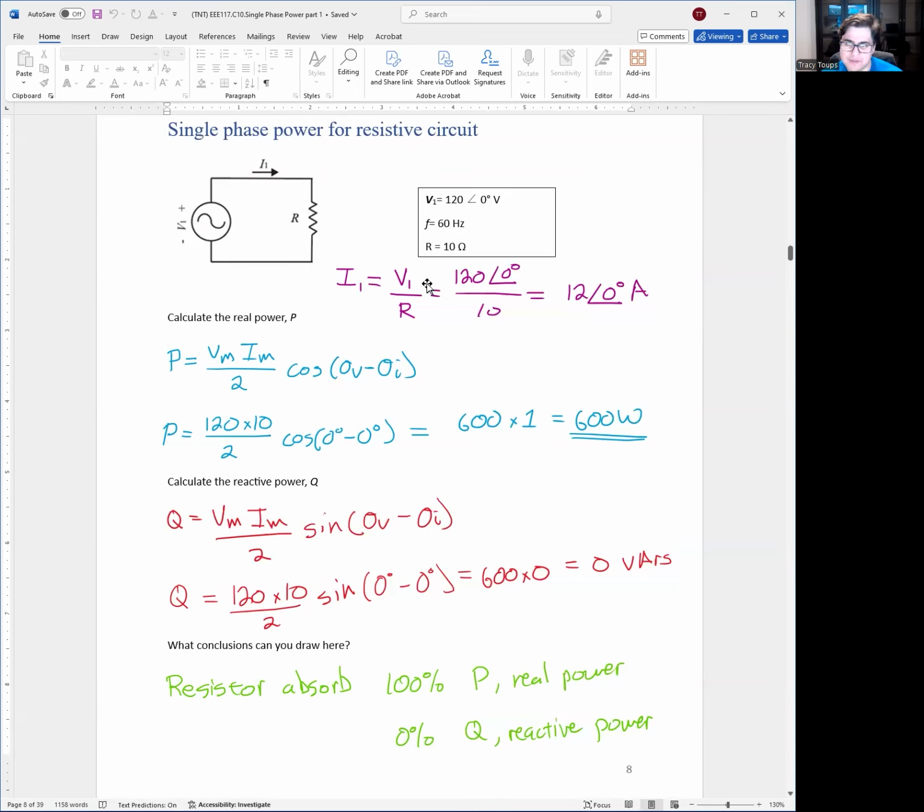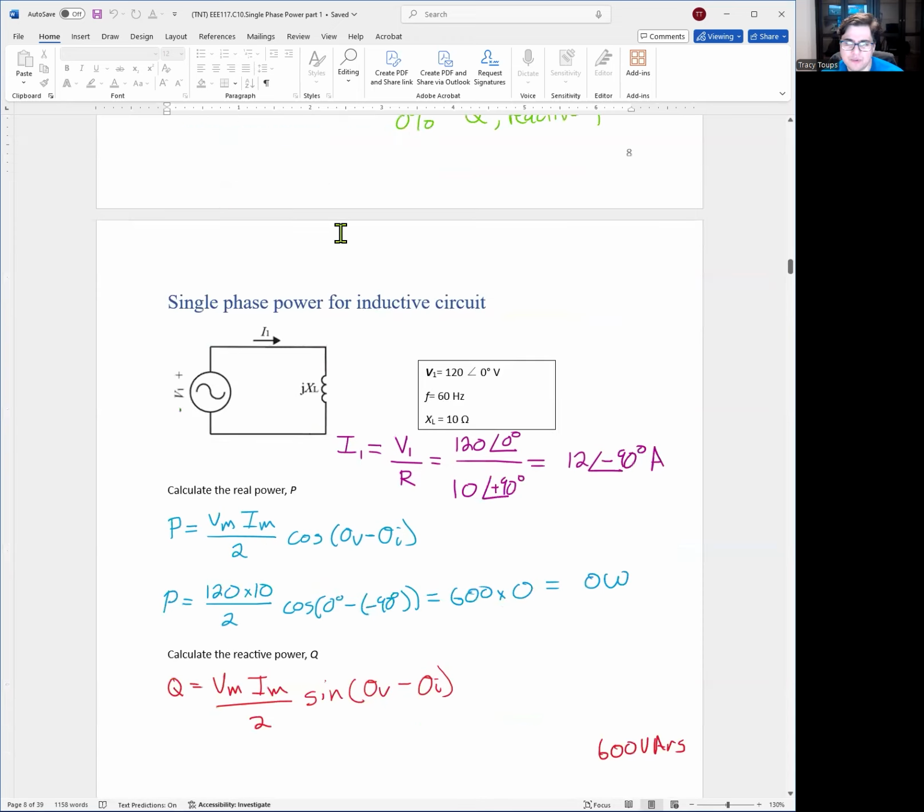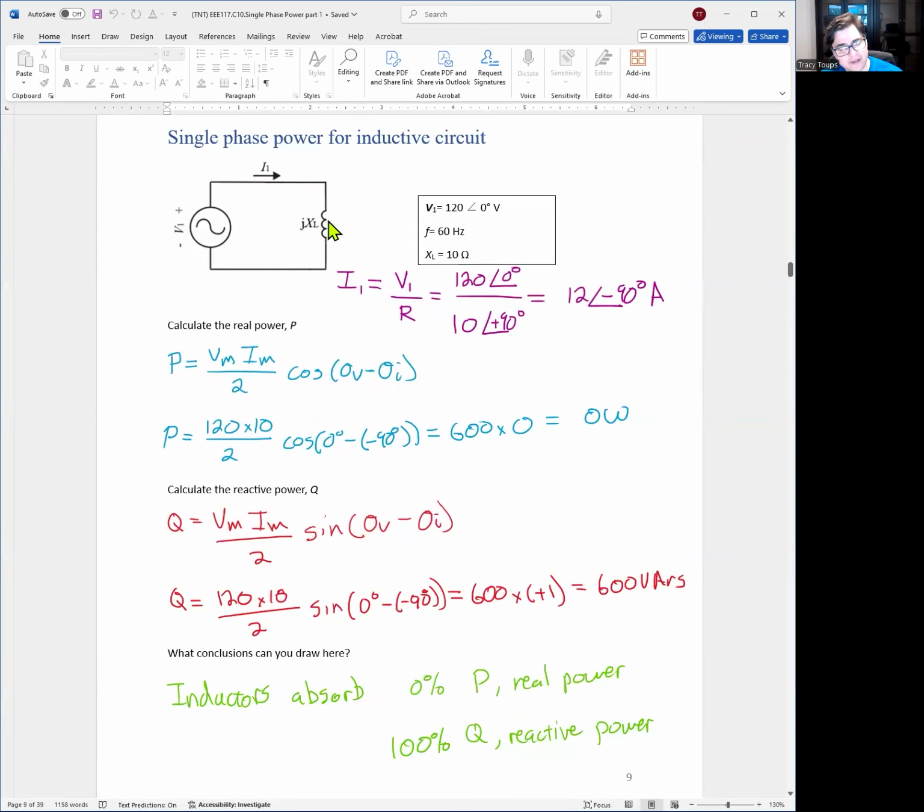Always do the simplest case first. Next, let's do an inductor. This is where it's going to get kind of a little strange. Because remember, what does an inductor do? Does an inductor have any permanent energy dissipation? No, it doesn't do any permanent work. An inductor doesn't heat a house. It doesn't light a light bulb, right? Inductors are energy storage tanks.